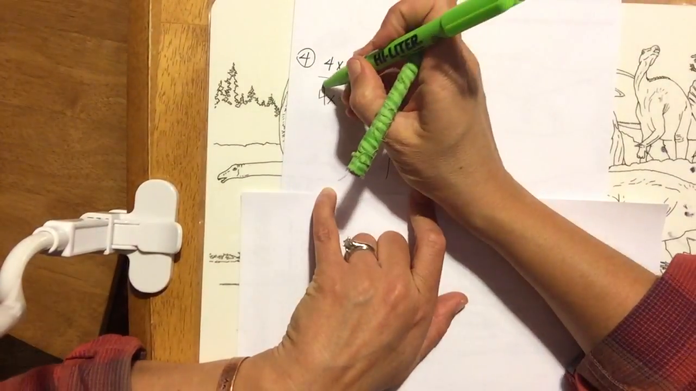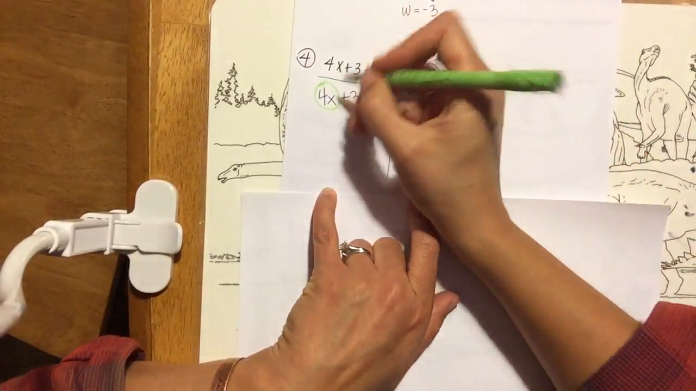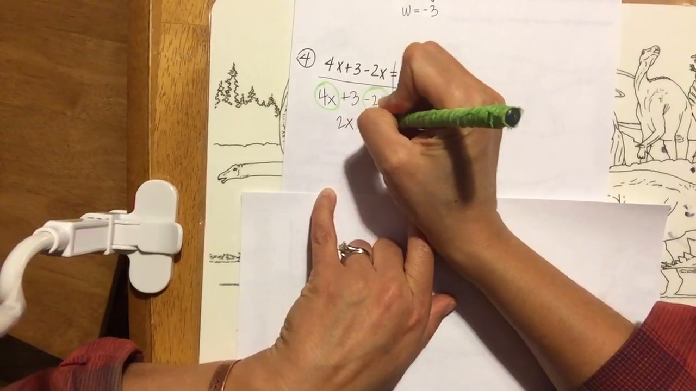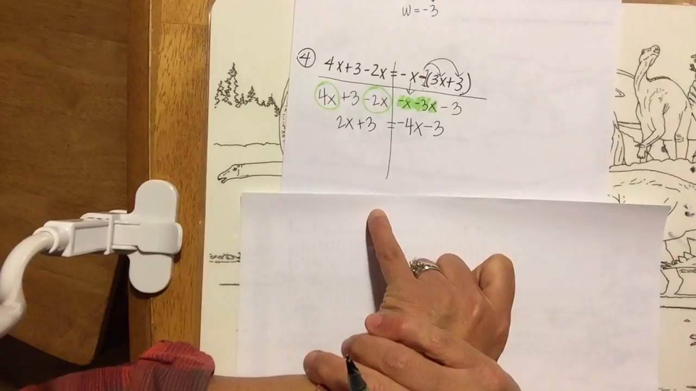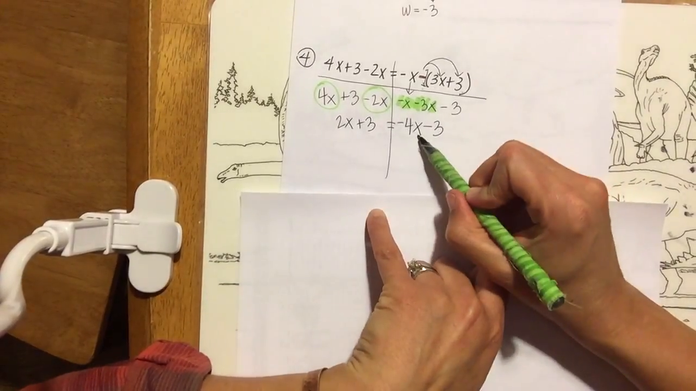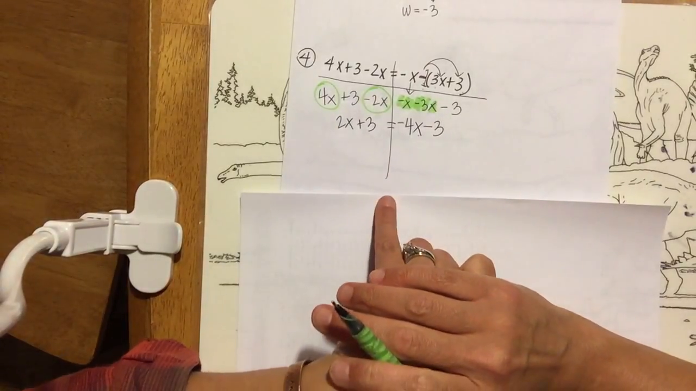I also see on the left a 4x and a negative 2. I'm going to combine those to get 2x plus 3. Now we're at the step where we're starting to get all of our variables on one side. I'm going to start here with a negative 4x, and I'm going to eliminate that. That's our smallest variable term.